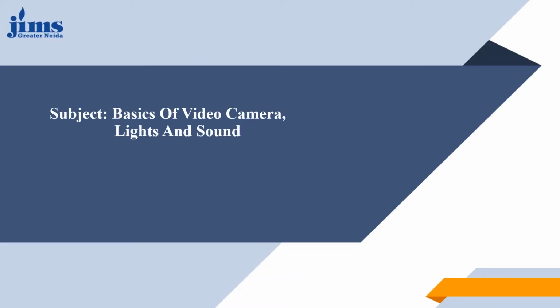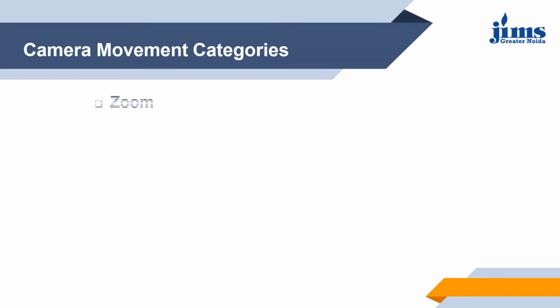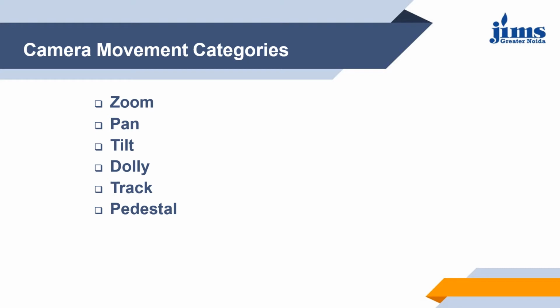Subject is basics of video camera, lights and sound, and today's topic is various camera movements. Different camera movement categories: zoom, pan, tilt, dolly, track, pedestal, steadicam, crane. Now let's discuss all these categories one by one. First of all, zoom.